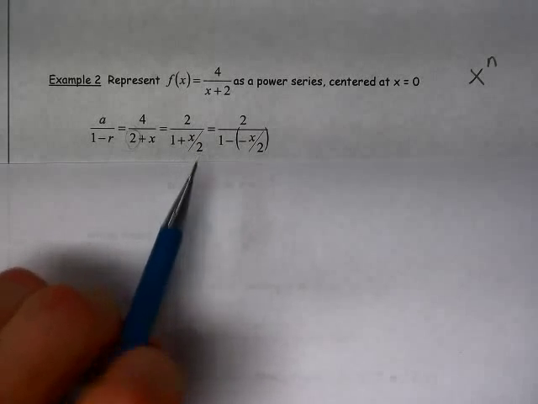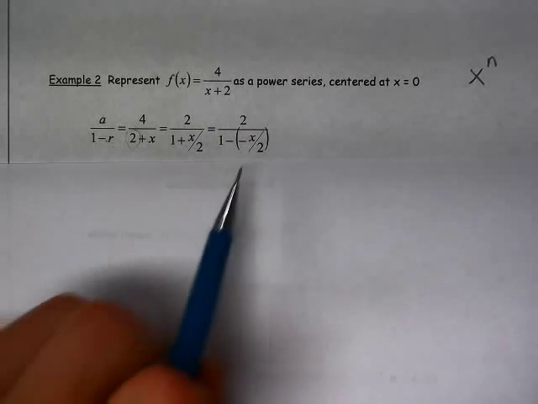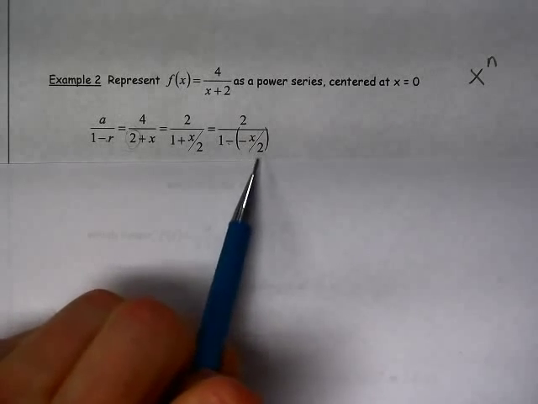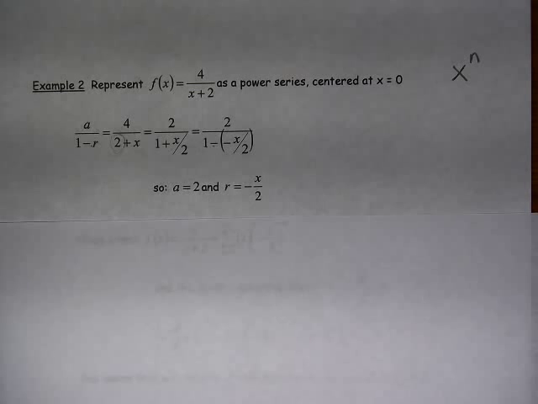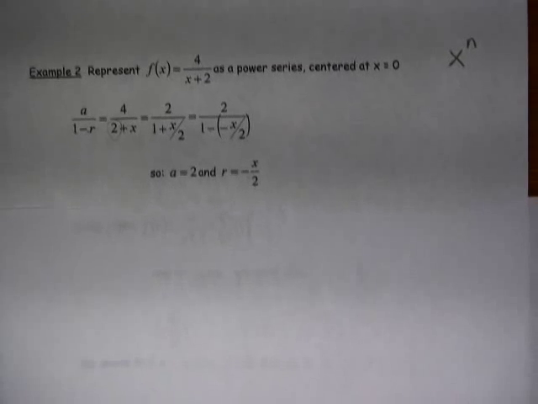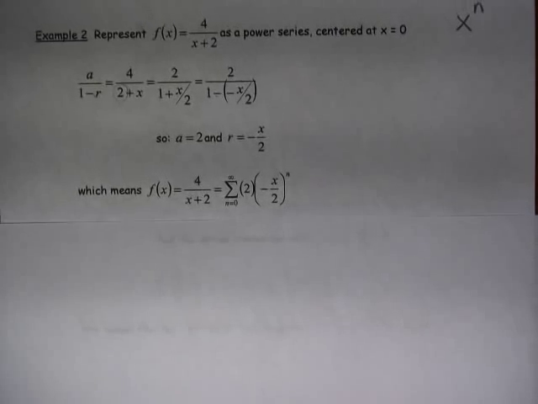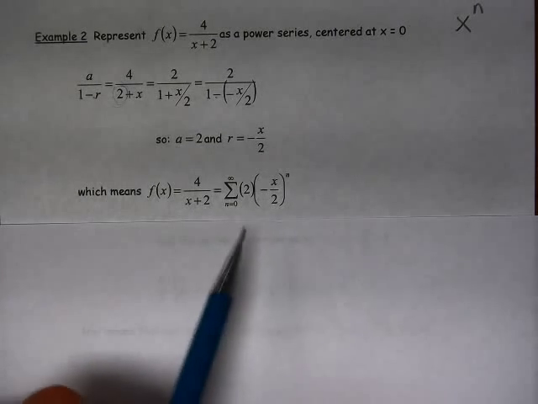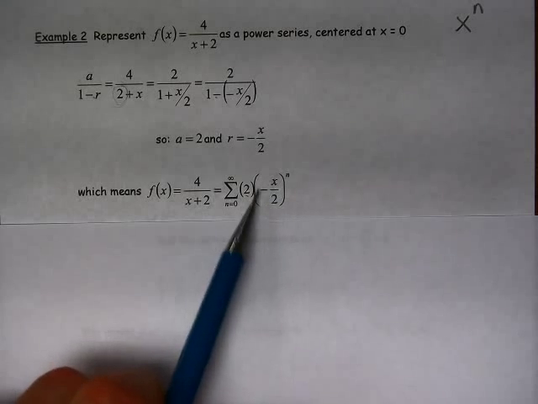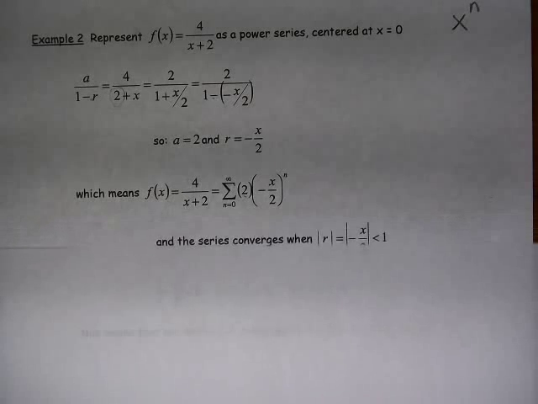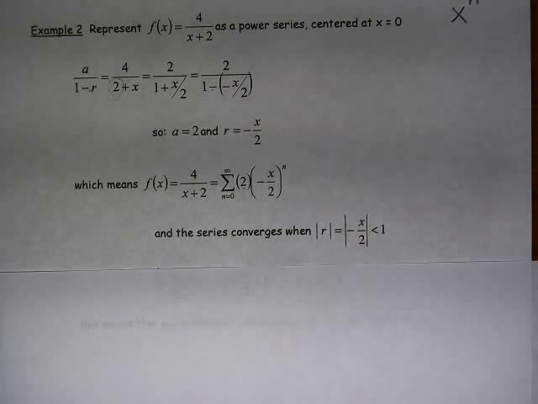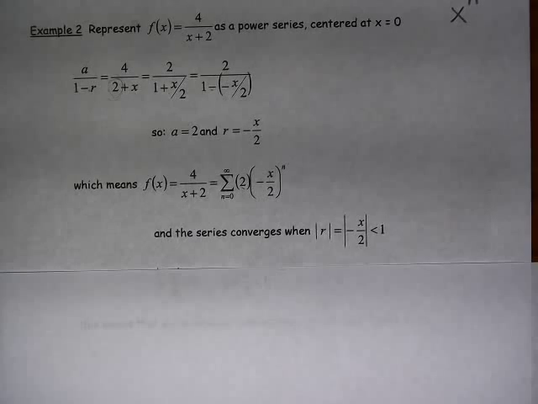Now I have 1 plus x over 2, but I want 1 minus r. So 1 minus -x over 2. And then I have it in the form that I want. a is 2 and r is -x over 2. And so I can write that series this way. Here's my a, here's my r raised to the n power. Now this is only going to converge if the absolute value of r is less than 1. So I need the absolute value of -x over 2 to be less than 1.